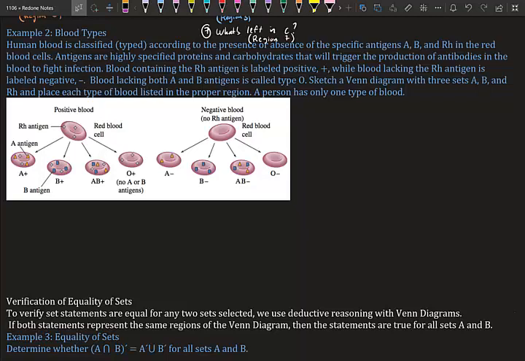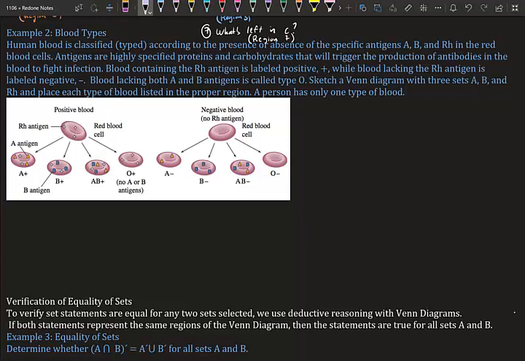Example 2, blood types. Human blood is classified, typed according to the presence or absence of the specific antigens A, B, and Rh in the red blood cells. Antigens are highly specified proteins and carbohydrates that will trigger the production of antibodies in the blood to fight infection. Blood containing the Rh antigen is labeled positive with a plus sign, while blood lacking the Rh antigen is labeled negative with the negative sign. Blood lacking both A and B antigens is called type O. We're going to sketch a Venn diagram with 3 sets A, B, and Rh and place each type of blood listed in the proper region. A person can only have one blood type.